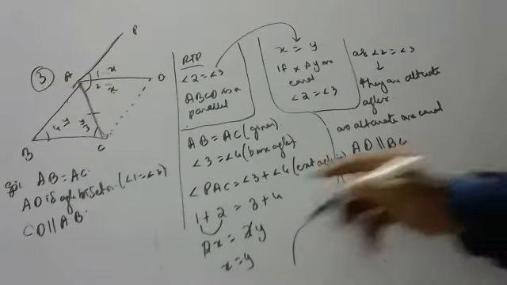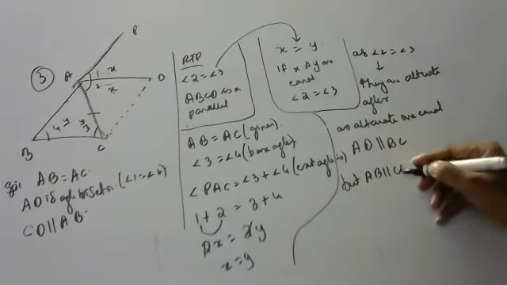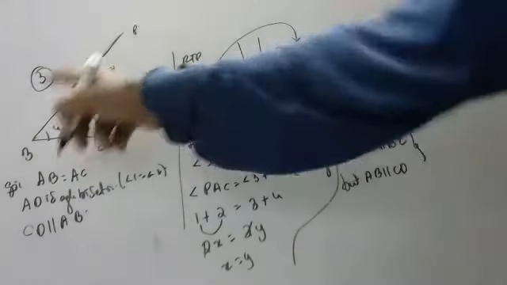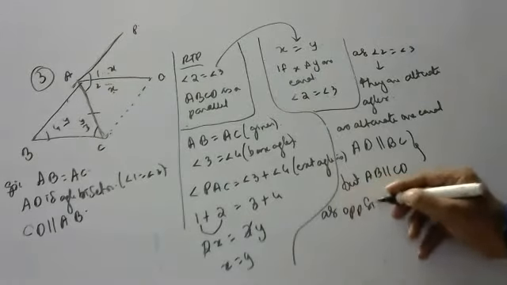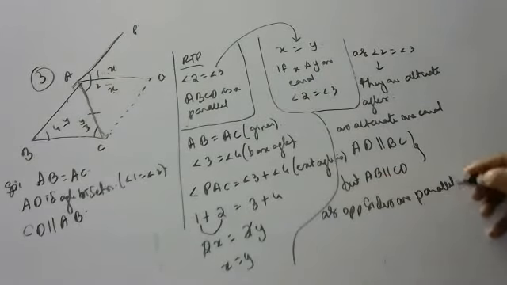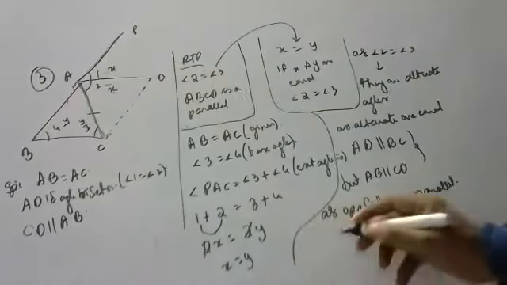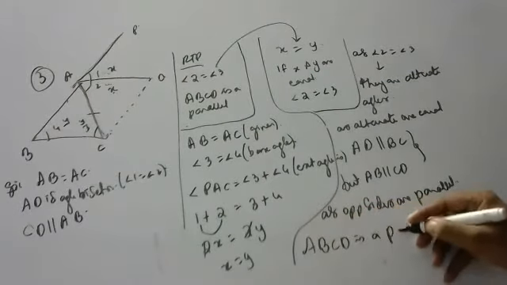But already what is given? AB is parallel to CD. Now these both are parallel. As opposite sides are parallel, what can we say about ABCD, children? ABCD is a parallelogram.